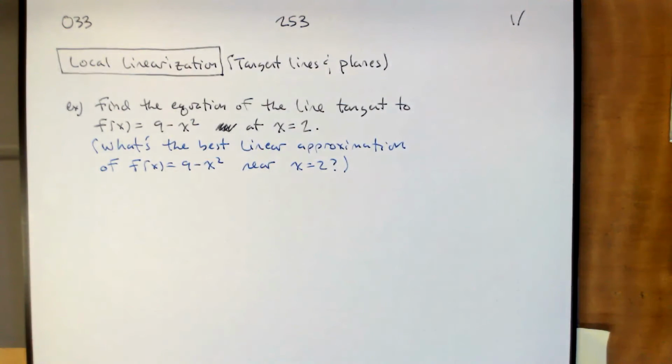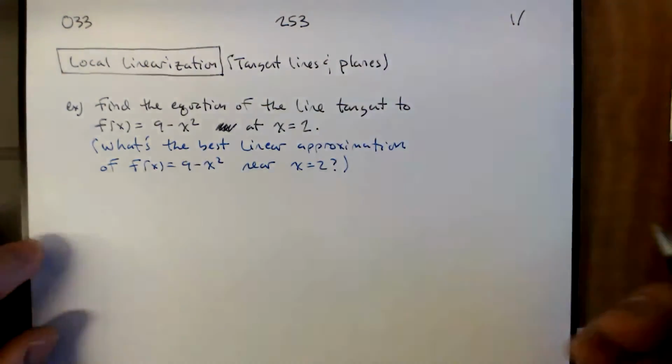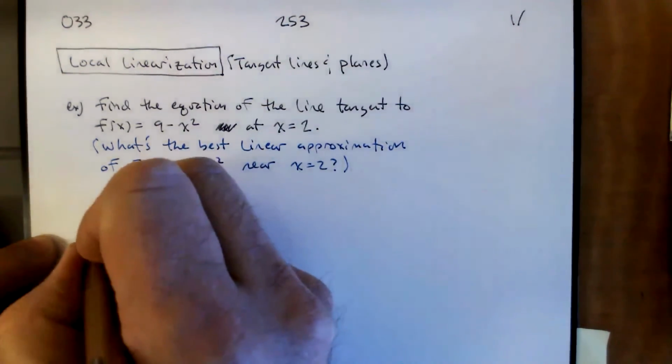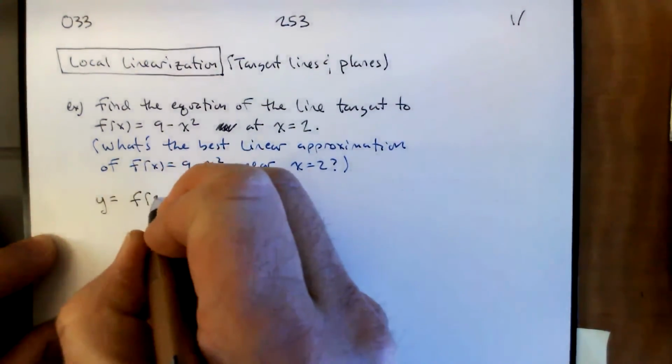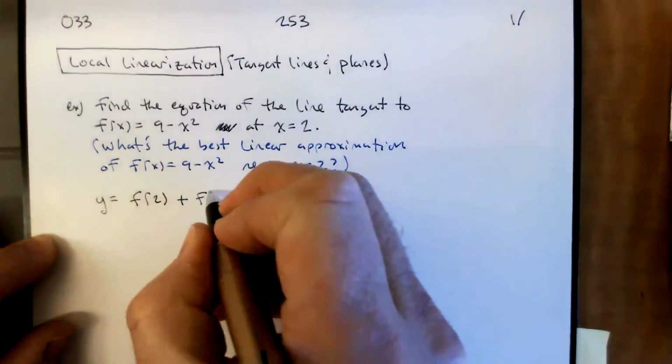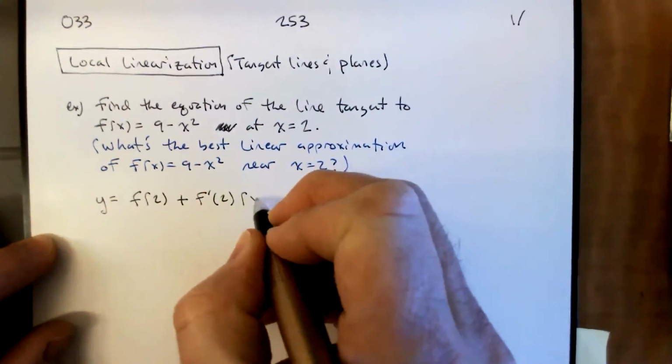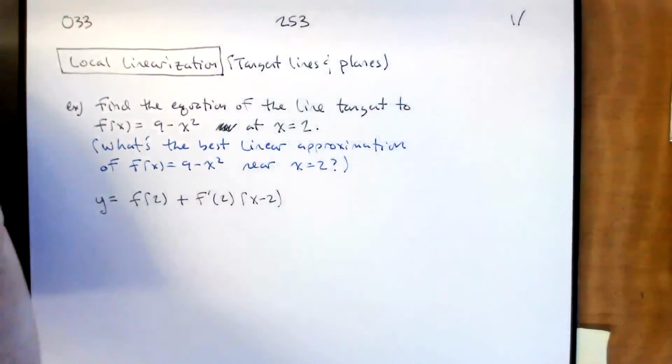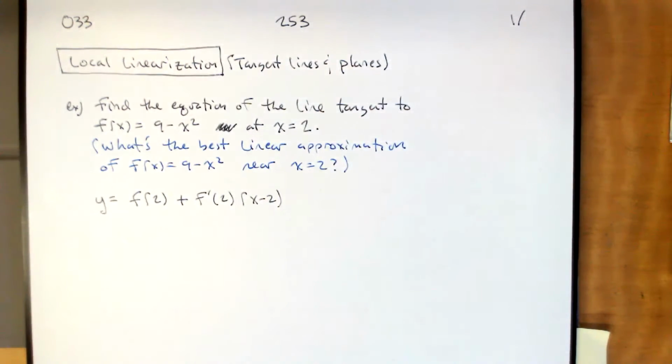So we know this is just going to be a line containing the point 2 and f of 2. That's going to be the point. And it's going to have a slope of f prime of 2. So our equation will look like y equals, start off at f of 2 and add the derivative at 2 times x minus 2. This is just a point slope equation of a line. This is a line containing the point 2 comma f of 2 with slope f prime of 2.